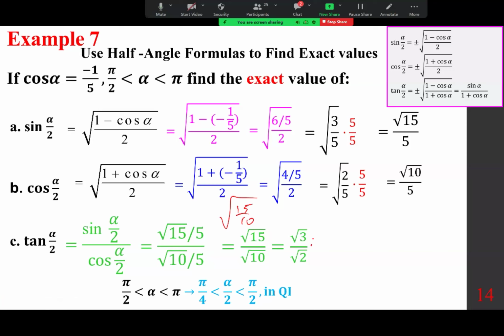So let's multiply this one by square root of 2. This one by square root of 2. The bottom is 2 and the numerator is square root of 6. Very straightforward. I hope everybody is fine with that.